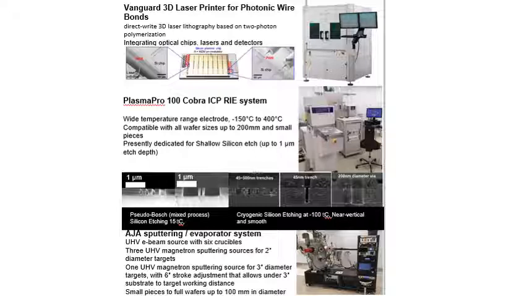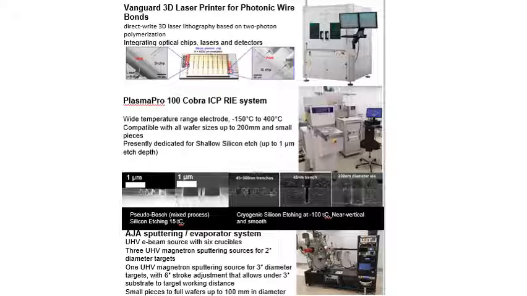Next tool that I am a big user of is a Plasma Pro 100 Cobra ICP RIE system. So this is a dry etcher, an ICP type etcher. This tool specifically can go from minus 150 degrees Celsius to 400 degrees Celsius. It is compatible with small samples as well as wafer sizes of up to 200 millimeters. So we can do 8-inch, 6-inch, 4-inch wafers. And in-house, we have been doing some 8-inch runs where we do the lithography on our e-beam lithography system, which can also take 8-inch wafers, and then etch it using this ICP RIE system.